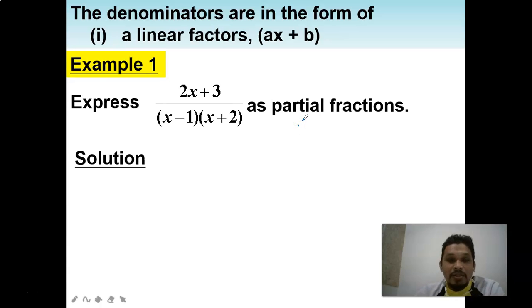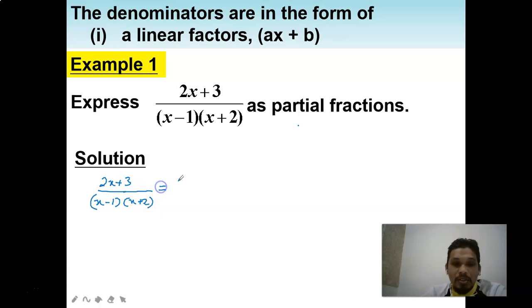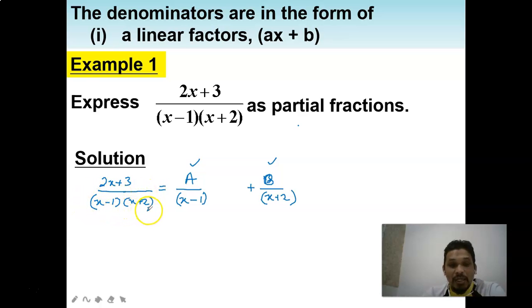Example 1. For this one, 2x plus 3 divided by x minus 1 and x plus 2. Write this as A divided by x minus 1 plus B divided by x plus 2. The reason I give a space between this fraction and this fraction is that we are going to simplify this, and we equalize the denominators of this and this back to the original of x minus 1 and x plus 2.